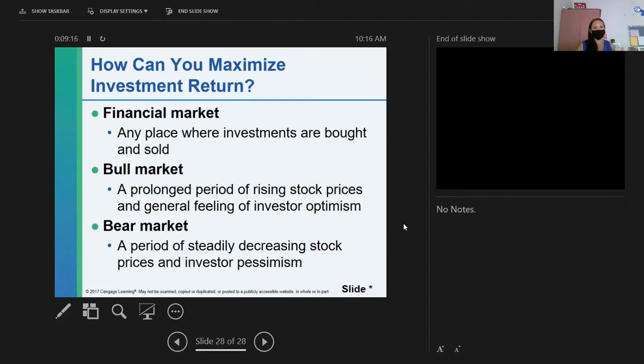So a bull market is a prolonged period of rising stock prices and a general feeling of investor optimism. If you think the market is going to continue to rise, that is a good time you may want to buy stocks for some investors. Other investors choose to sell during a bull market. They think things are going up, and maybe they bought when it was lower, so they made a profit. So again, different people have different perspectives on this, and you need to figure out which one best fits your needs.